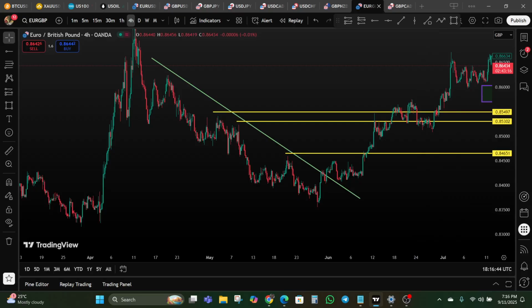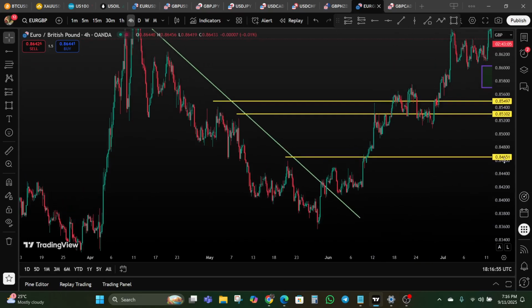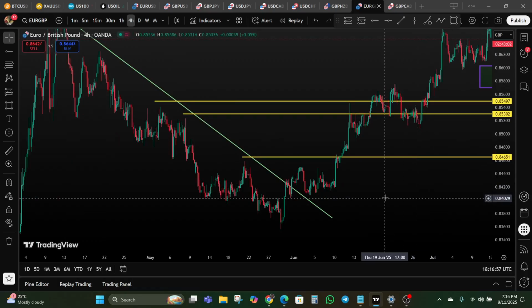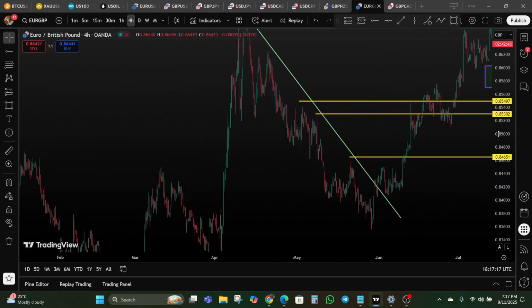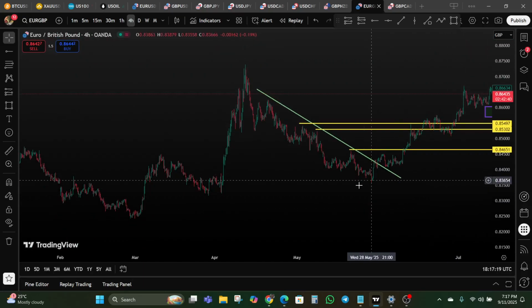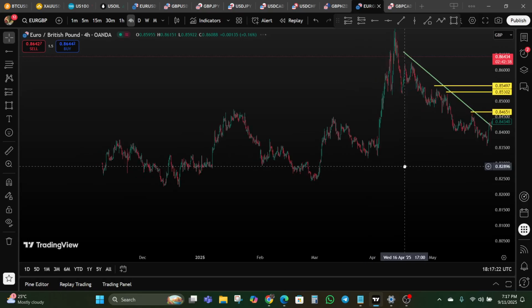Now let us talk about the main tools in the ICT reversal strategy. The first is order blocks. An order block is the last bullish or bearish candle before a strong market move. Institutions often leave these footprints behind, and price tends to return to these levels. So when you see price tap into an order block after sweeping liquidity, it is often a sign that a reversal is in play.